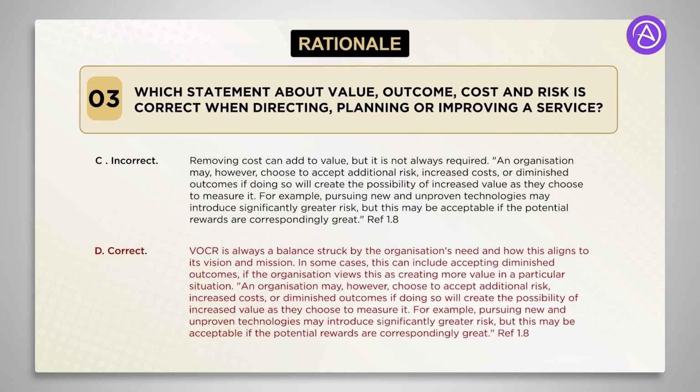And C, value cannot be achieved by accepting additional risks. Well, we've already said in the answer for D that occasionally we may be prepared to take additional risks, again, if the value created is worth taking those additional risks. So we can discount C. So the correct answer to this question is D.